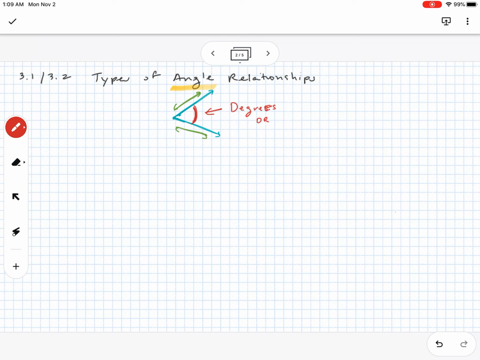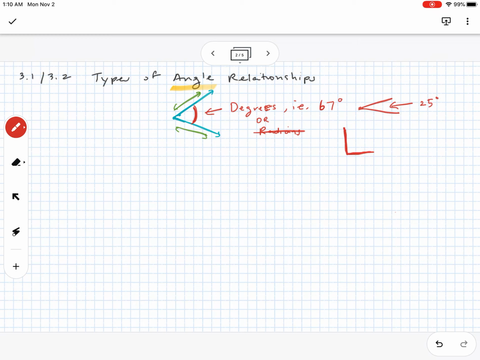And so an angle measurement is usually measured in degrees or something called radians, which you will do in higher level math, but for now we don't worry about that, right? But an angle can be measured in degrees. So for example, 67 degrees, right? And as the angle gets smaller, the measurement will get smaller, like 25 degrees.